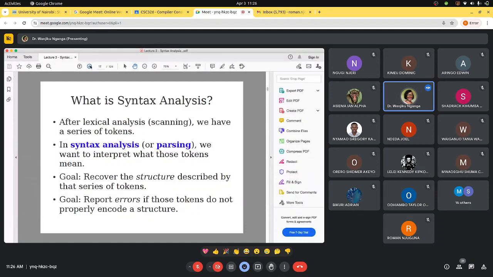So we have a complete parse tree. And that means we have recovered the structure that has been used for the token stream. Else, if that doesn't work, then generate an error.